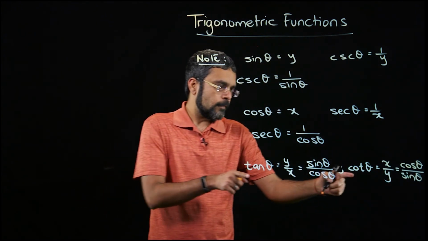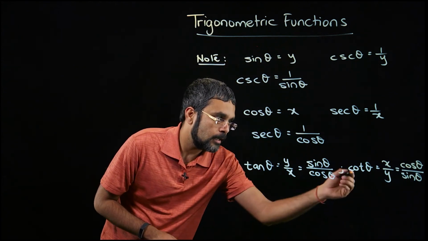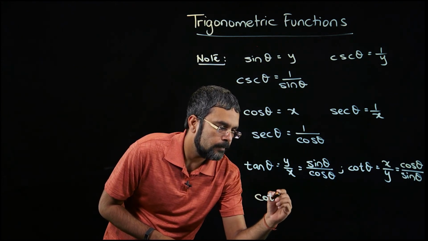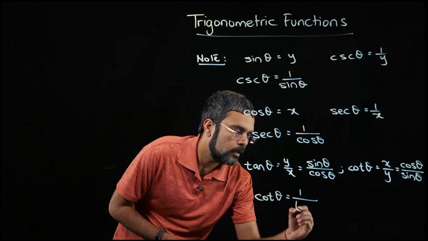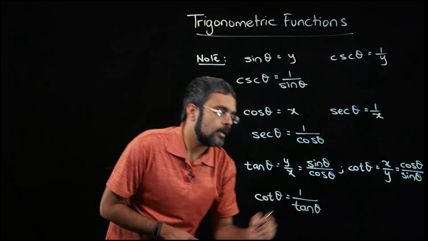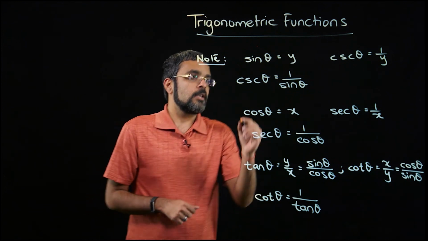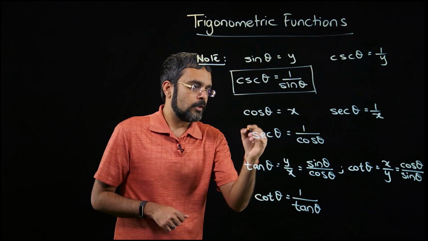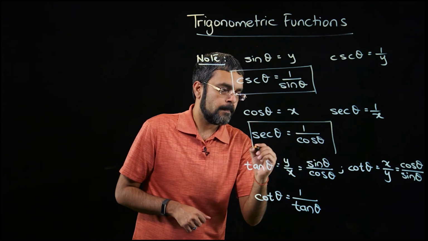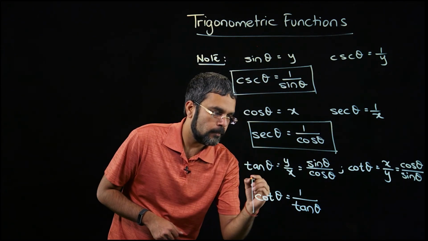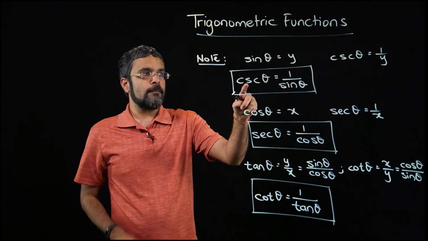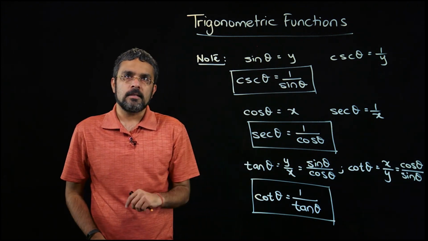So we can also say that cotangent theta is 1 over tangent theta. Okay? So these are what we call reciprocal identities or reciprocal trig functions. And we have 3 of those. So if you know sine, cosine, and tan, you can easily figure out what is cosecant, secant, and cotangent.